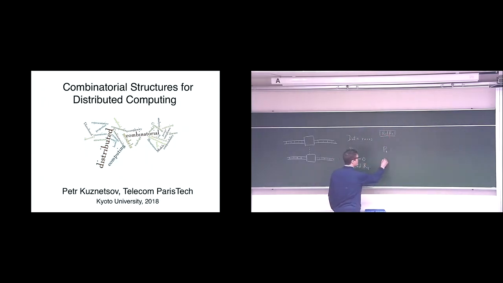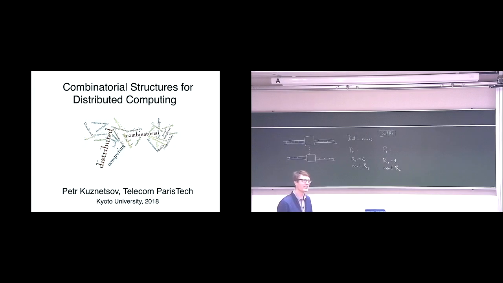Symmetrically, P1 writes 1 to R1, its own identifier, and then reads R0. So these are two sequential programs which operate on the same data, on the same shared array. An interesting question is what kind of states are reachable by this distributed program in all possible execution scenarios.